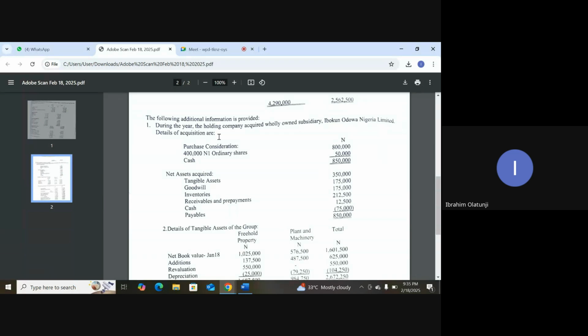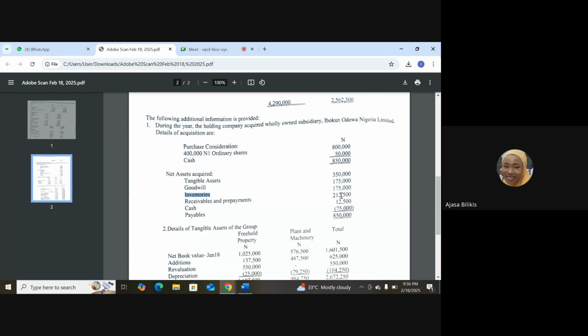During the year, the holding company acquired wholly owned subsidiary Ibokun Odowa Nigeria Limited. So this is the information of the holding company. Holding company is the parent company. He now acquired the subsidiary. Look at the information of the subsidiary acquired. Look at the net asset. There's inventory there. How much is the inventory? I want to know. One person should tell me the value of inventory in this information of the subsidiary. So what is the inventory that we have here?